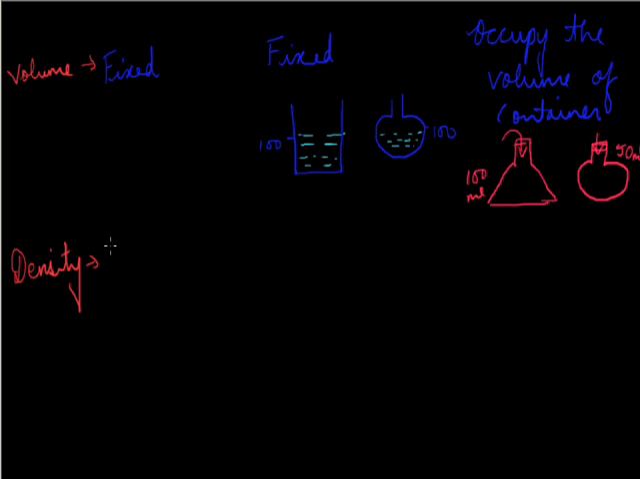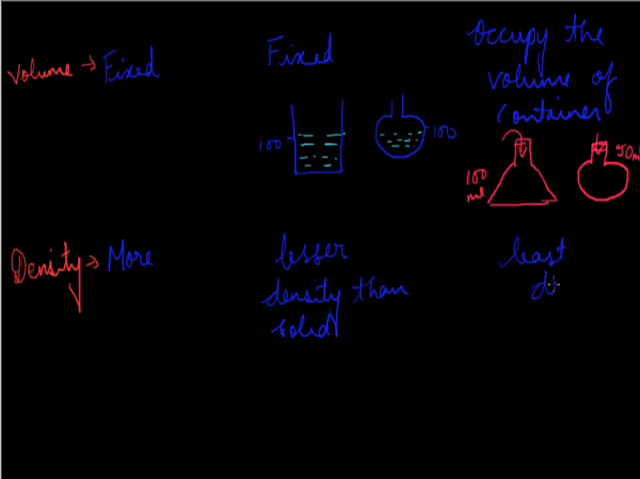Density for solids is more. It is more in comparison to liquids and gases. So solids have more density than liquids and gases, whereas liquids have lesser density than solids, and gases have the least density among the three.